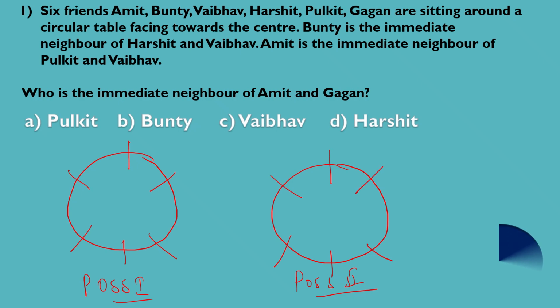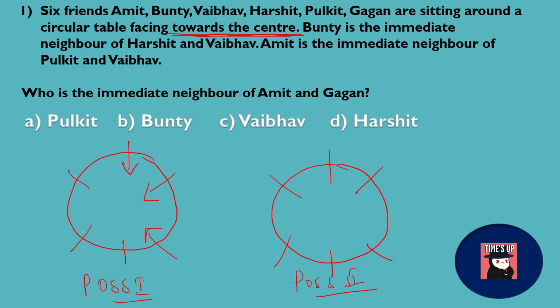All are facing towards the center. This information is important, whether all are facing towards the center or all are facing away from the center. Some of them may be facing towards the center, some of them facing away from the center. They will give that in the question. So first statement you should read whether they are facing towards the center or away from the center. So read it very carefully and draw your diagrams. So they are facing towards the center now, correct? Towards the center.